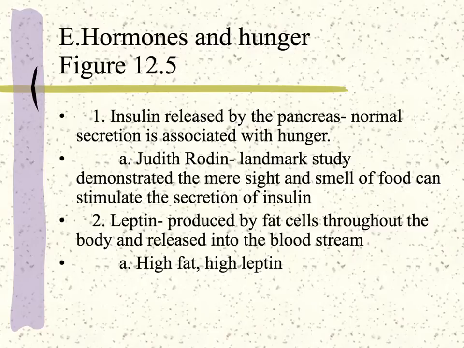Leptin, which is produced by fat cells throughout the body and released into the bloodstream, can contribute to obesity. If we consume a lot of food and build up glucose, but we don't expend that energy, that glucose is going to be stored as fat. And if we want to burn fat, that fat is converted to leptin, which then we use as energy. So it's kind of like leptin is essentially a reserve of glucose.